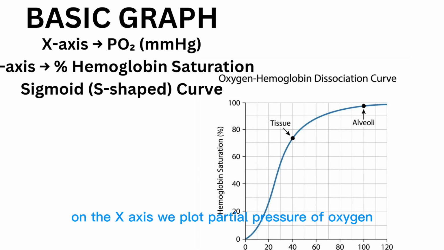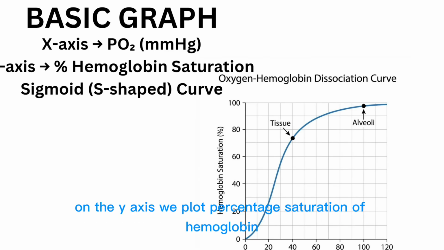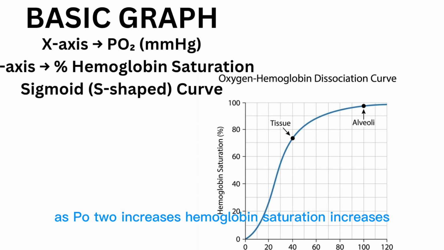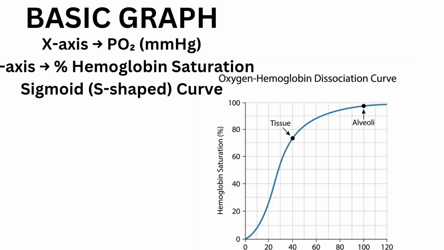On the x-axis, we plot partial pressure of oxygen, PO2. On the y-axis, we plot percentage saturation of hemoglobin. As PO2 increases, hemoglobin saturation increases. But notice the curve is not linear. It is sigmoid, or S-shaped.